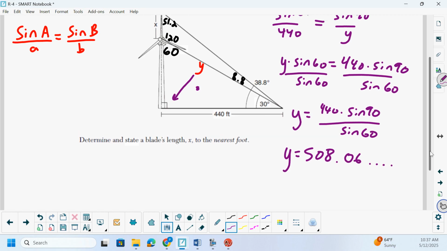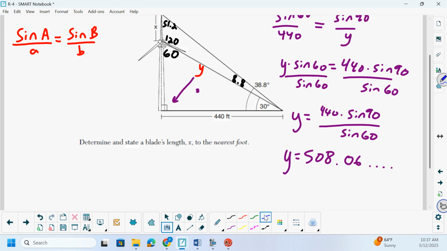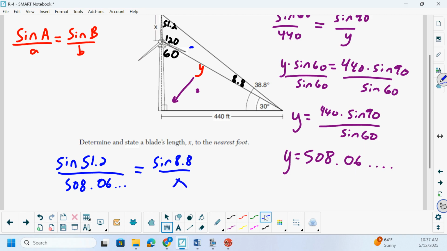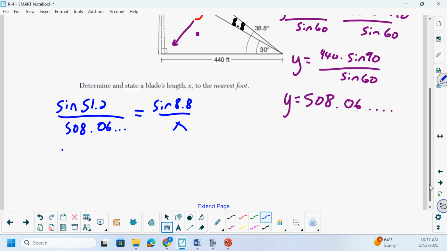Well, now we're just going to go to the second triangle, that top one. We'll do law of sines again because we now have this y value. So we're going to do sine of 51.2 over that 508.06... equals, now in this top triangle here, the x is across from the angle of 8.8. So we're going to have sine of 8.8 over x. And now we're just going to cross multiply and solve. So we'll have x times the sine of 51.2 is equal to that 508.06 times the sine of 8.8.